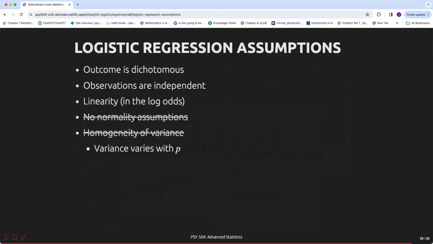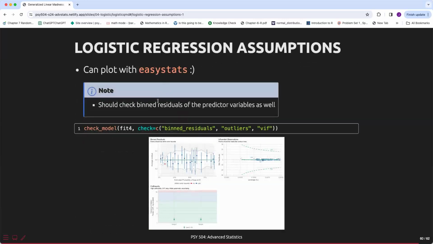So I want to talk a little bit about assumptions of logistic regression. There's not many of them. One assumption is that the outcome is dichotomous. That's fairly easy to check, right? The other assumption is that observations are independent, but that could be easily solved if they're not, by just fitting a generalized linear multi-level model. And then also there's an assumption of linearity, but in the log odds. Again, it's not going to be linear in the probability space, but linearity in the log odds. Normality assumptions and homogeneity of variance are not usually checked, right? Because those are violated. We can easily check our assumptions by using our check model function.